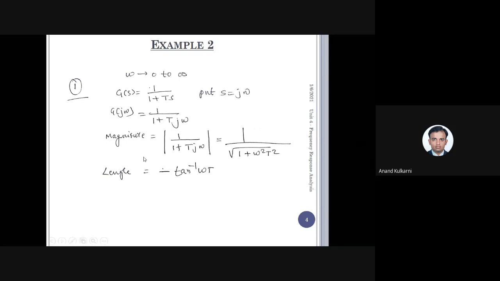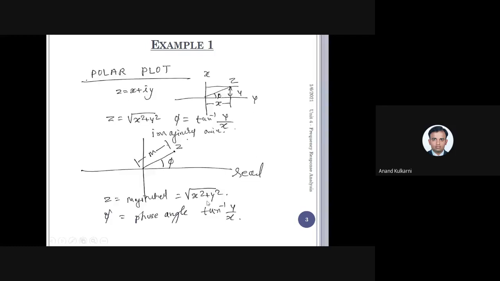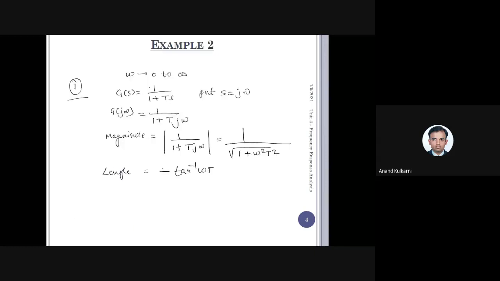Whereas for the angle, it is the angle of numerator minus angle of denominator. What is the angle of the numerator? In the numerator only 1 is there. So what is the angle equation? The angle equation is tan inverse of y upon x, that is imaginary part divided by real part. In the numerator there is no imaginary part. So tan inverse of 0 divided by 1, or tan inverse of 0, is 0 only.